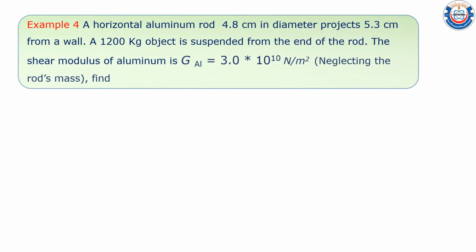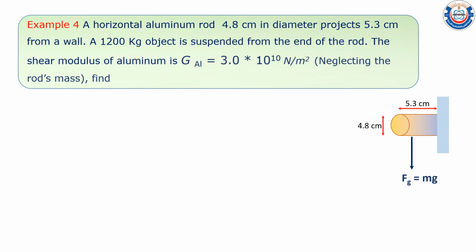The fourth example, which is also about shearing modulus. A horizontal aluminum rod 4.8 cm in diameter projects 5.3 cm from a wall. A 1,200 kilogram object is suspended from the end of the rod. The shear modulus of aluminum is 3 times 10 to the power 10 Newton per meter square, neglecting the rod's mass. Look at this figure here.